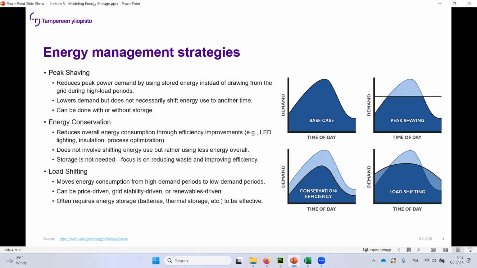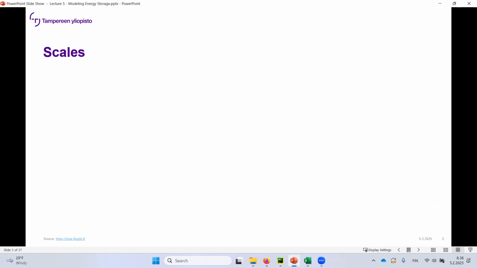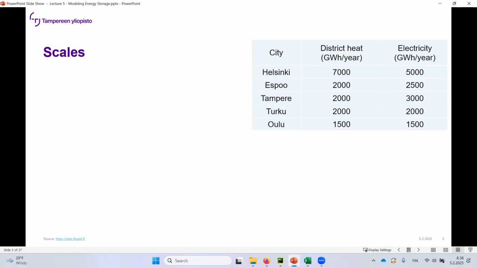So remember, these peak shaving and load shifting are the kind of energy management strategies that are often talked about in relation to energy storages. So a little bit about the scales.